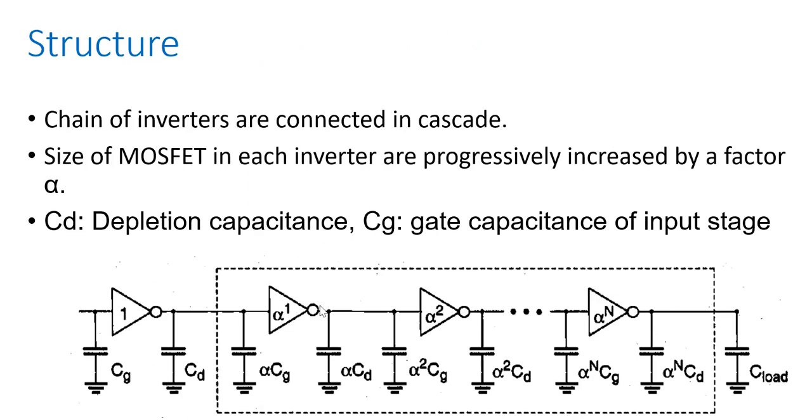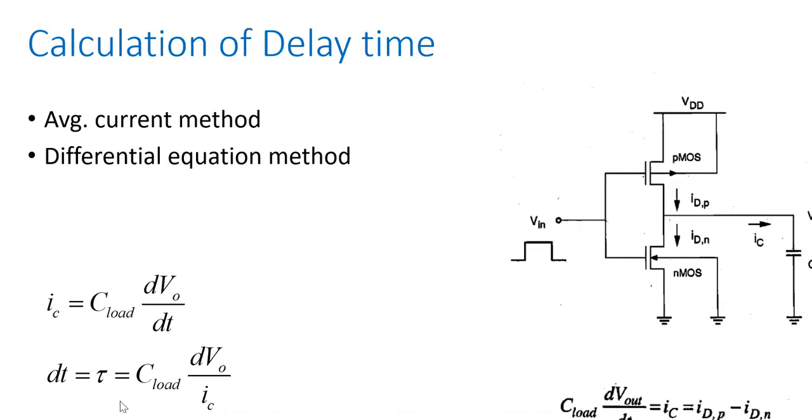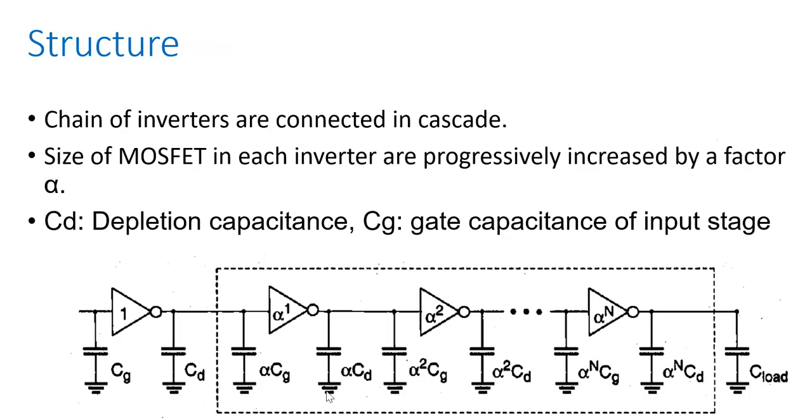Another thing. Now see, when the device size is alpha, what is the load capacitance faced by this one? Alpha CD plus alpha square CG. So take alpha common: alpha into CD plus alpha CG. Got it? Now check the delay: tau equals C dV by I. So delay tau equals C into dV by I, where C equals alpha into this one.